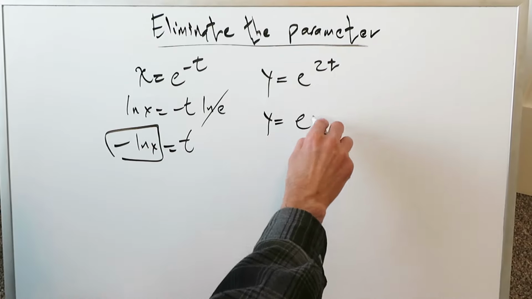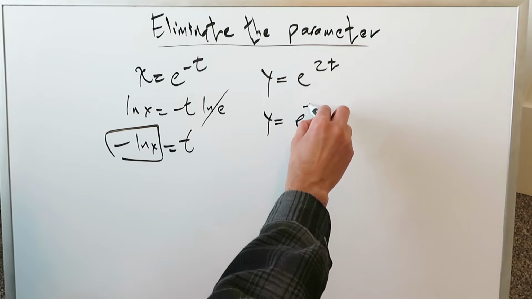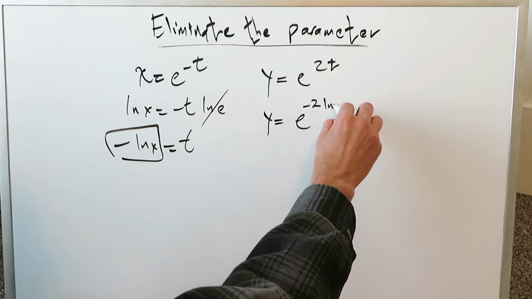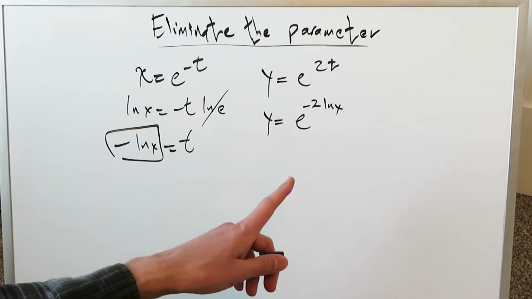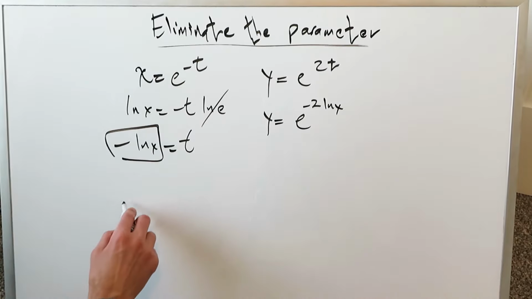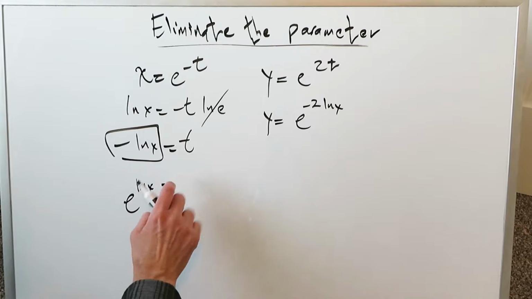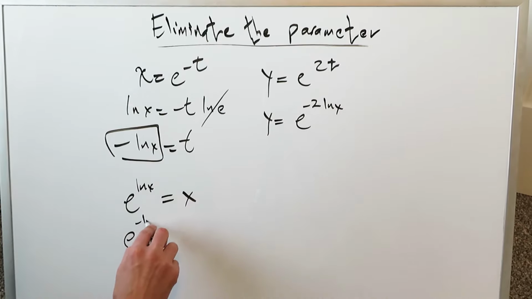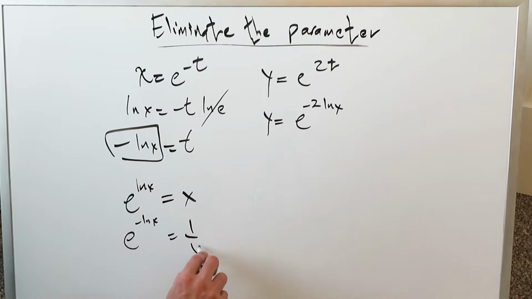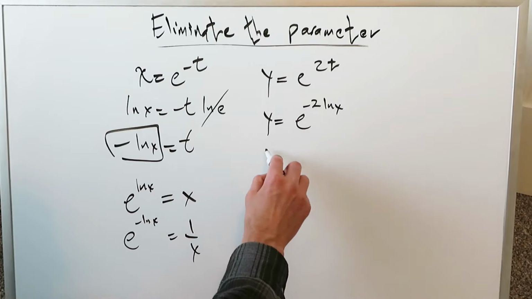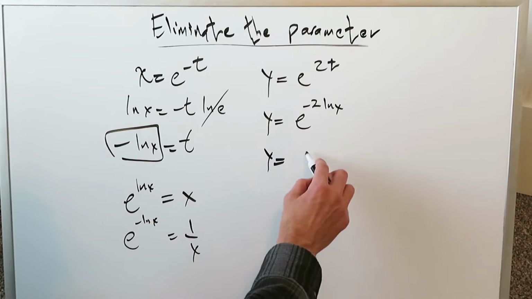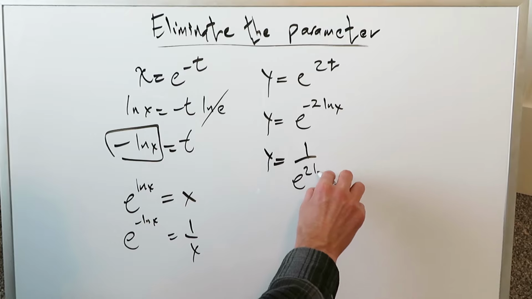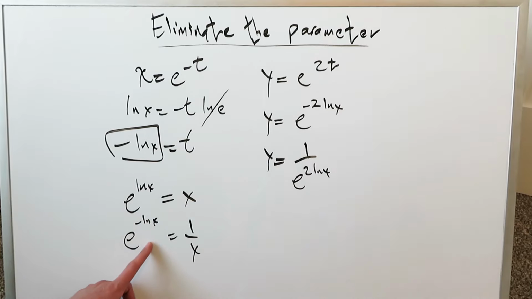Y is equal to e, and you see this minus here, we can bring it right here with the 2, and you'll have minus 2 natural log x. That right there is a very interesting property of logs. Anything which is e to the ln x is always equal to x. E to the minus ln x is always equal to 1 over x. Think about these in terms of the properties you know of logs. How about we look at it like this? Y equals 1 over e to the 2 ln x. Now that looks very much like what you're seeing right over here.